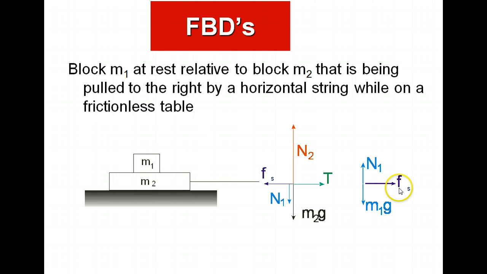This is the horizontal force, the static friction force exerted by M2 on M1. This is the static friction force that M1 exerts on M2. These two are action-reaction forces. They are equal in magnitude, opposite direction, and act on different things. There is the pull of the string to the right, and that's the tension, T.